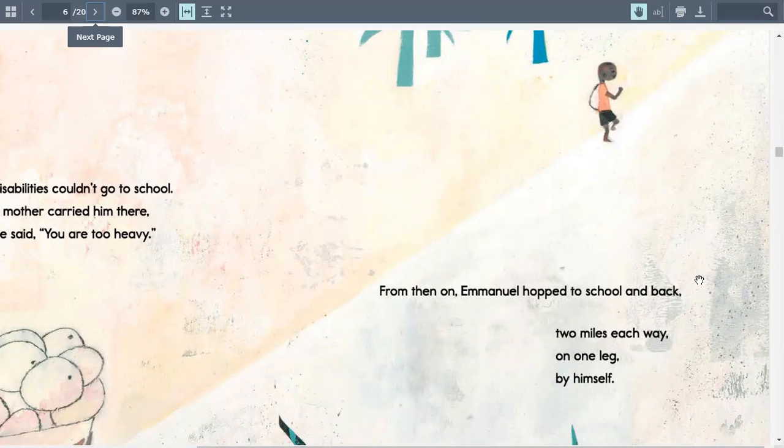So I wonder what kind of character trait he has for him to be able to do that. And character traits are qualities and things that a person has in a story. So for instance, Wilma Rudolph, she was very brave and very bold and courageous for her to be able to become an Olympic runner, even though she had polio as a child and she could barely walk. So I'm thinking that Emmanuel is pretty brave to be able to walk two miles each way on one leg all by himself. Let's see what happens next.